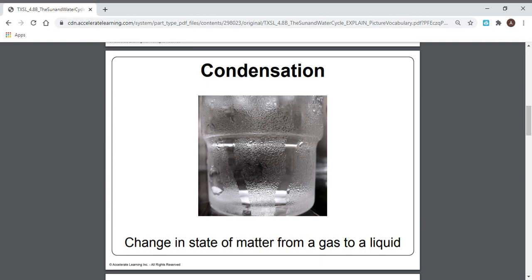And we see this glass right here. Condensation, you can think of it as like your glass is sweating. So you have something that has changed from one to another. So that's what you can see, a glass, and it's sweating. That is condensation, the change of state of matter, and it changes from a gas to a liquid.